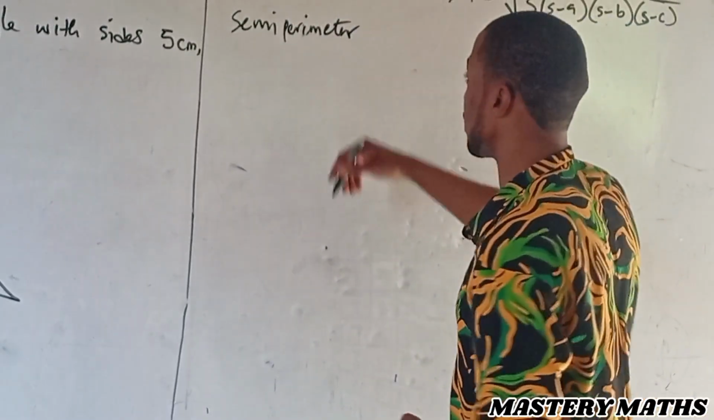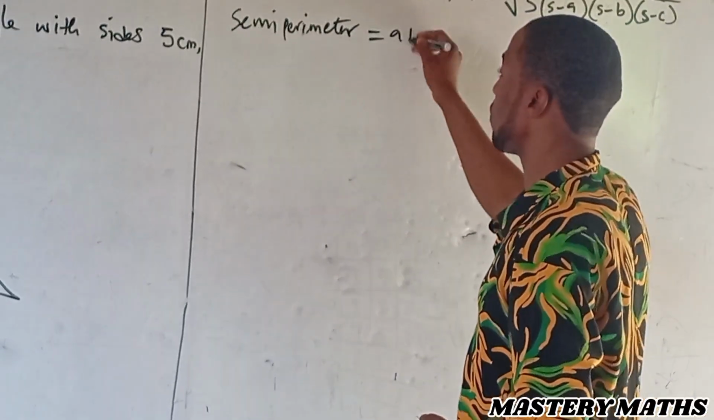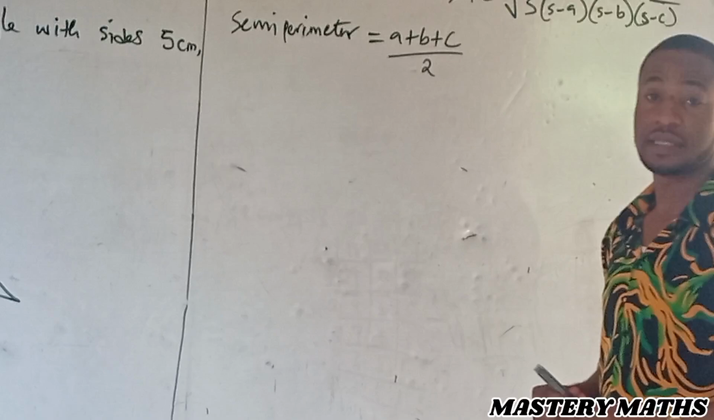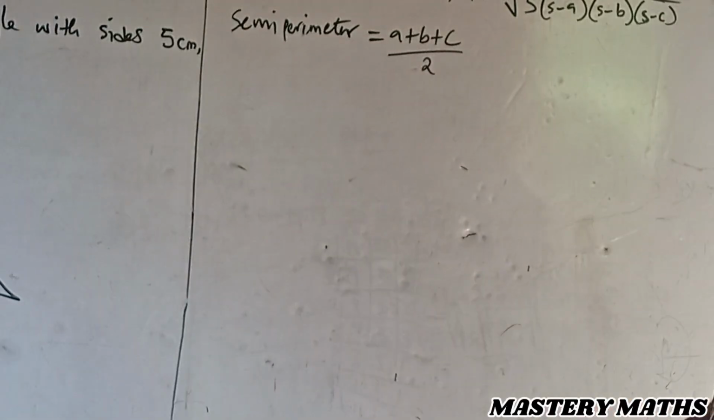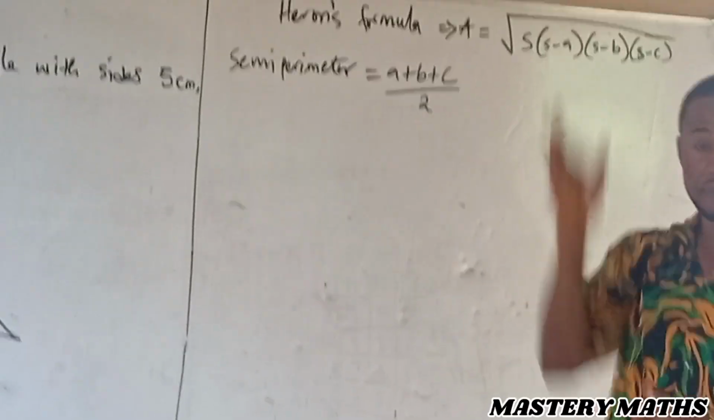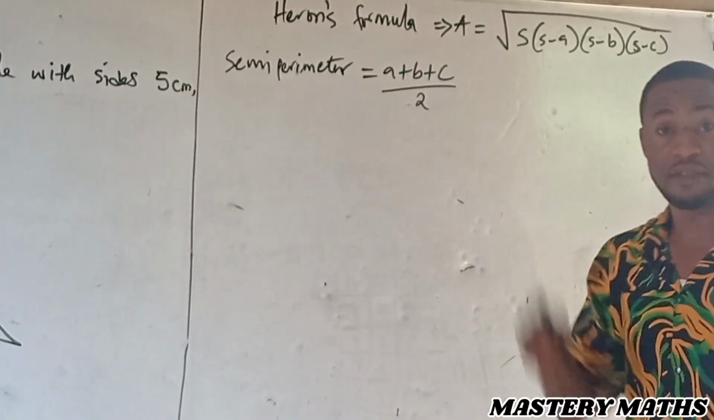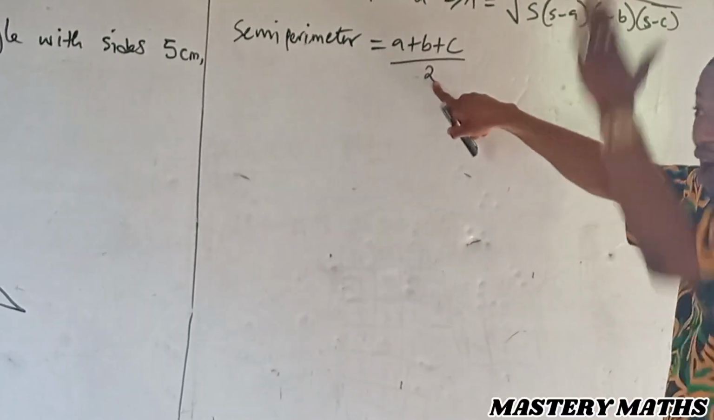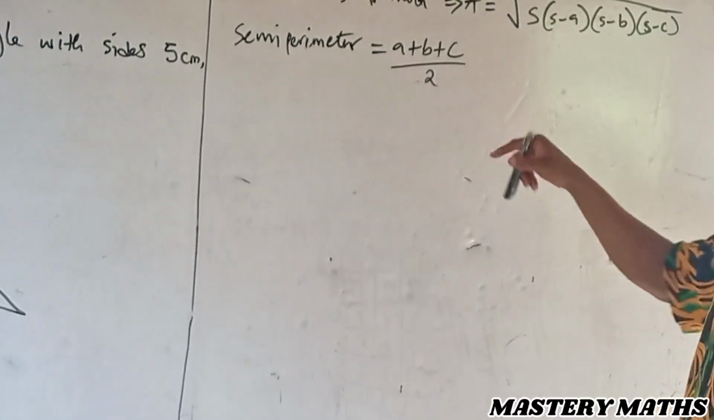The semi-perimeter is equal to a plus b plus c divided by 2. That is semi-perimeter. Semi-perimeter means half of a triangle. That's the meaning of a plus b plus c divided by 2, half of the triangle. Now we need to look for the semi-perimeter.